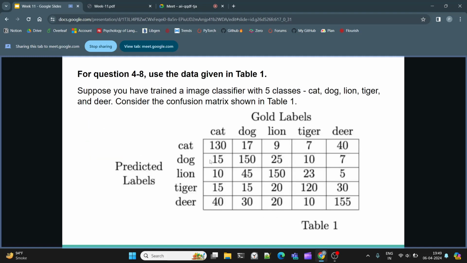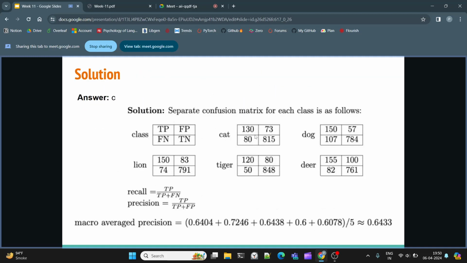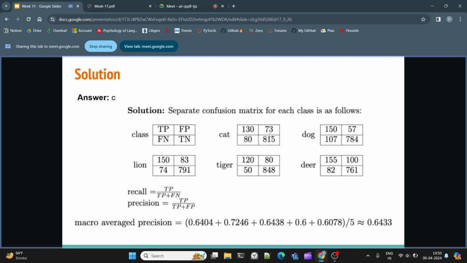And false negative would be these. These were actually cat, but they were falsely predicted as others. So for these 15 samples, the goal label is actually cat, but the model predicted it to be a dog. Similarly, these 10 were actually pictures of a cat, but were predicted as a lion. So these come under false negative. These values 15 plus 10 plus 15 plus 40 give you 80, which is this number.